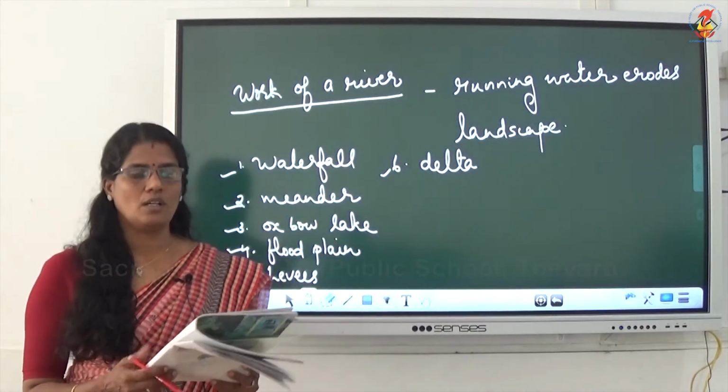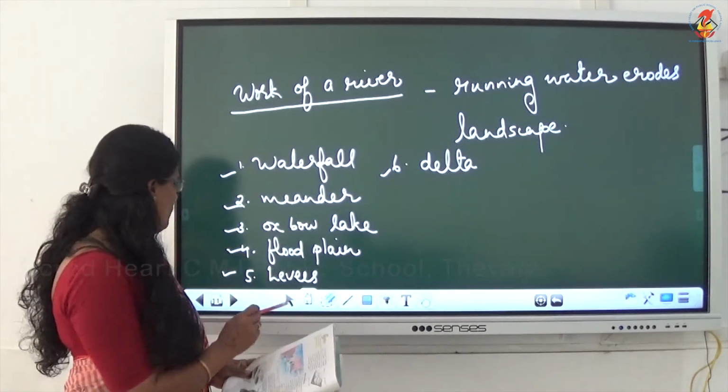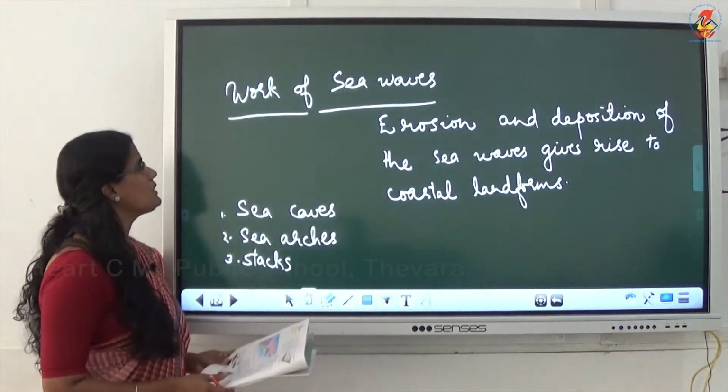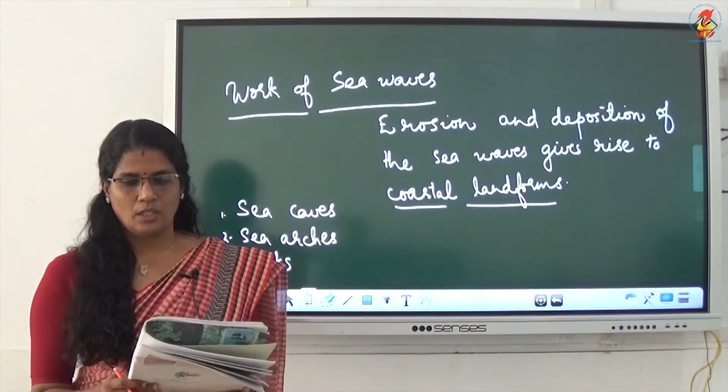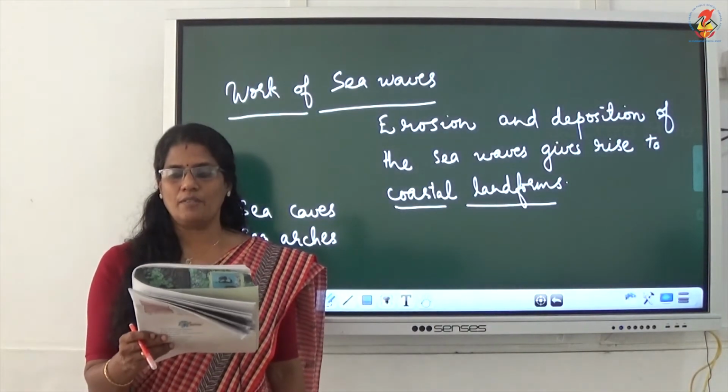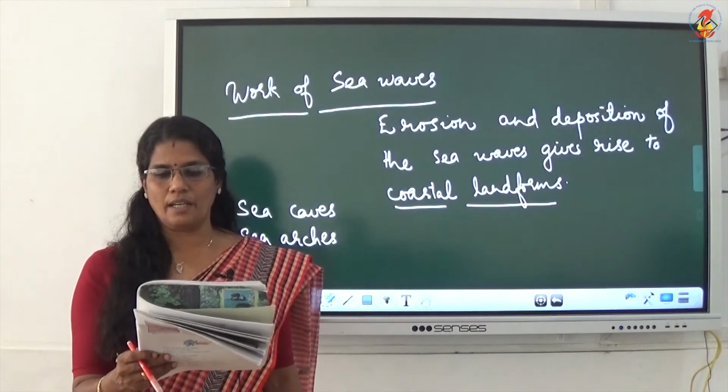Next one is work of sea waves. When sea waves cause erosion and deposition, they give rise to coastal landforms. Coastal landforms are formed when the sea waves erode and deposit the soil. So the erosion and deposition of the sea waves give rise to coastal landforms.